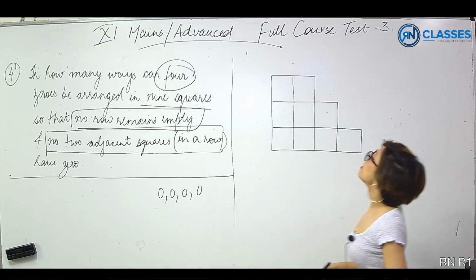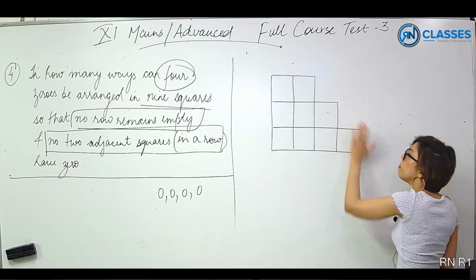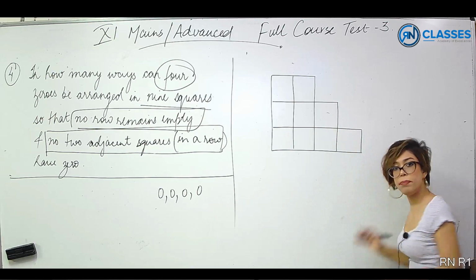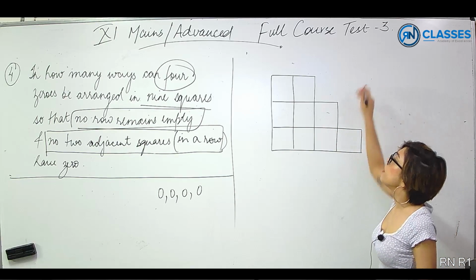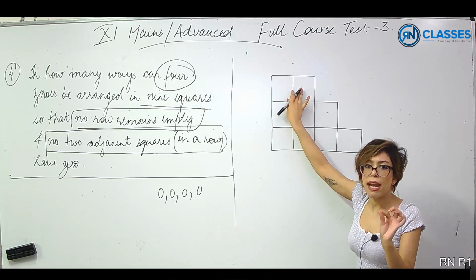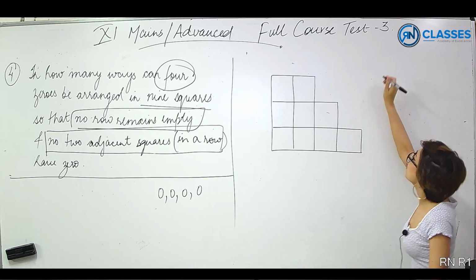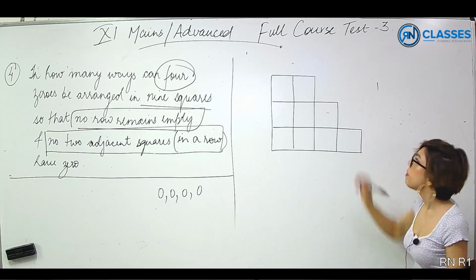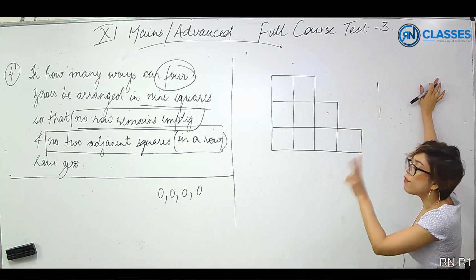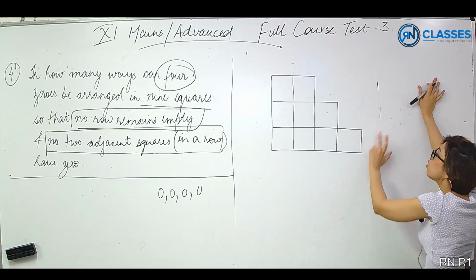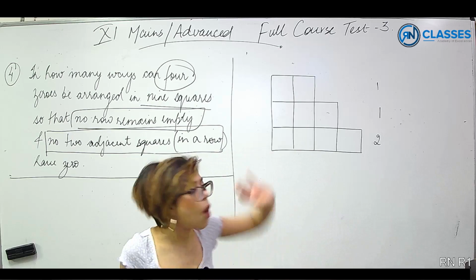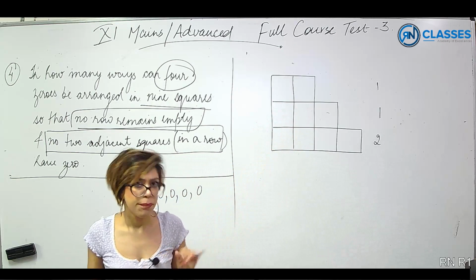Now, since I have to make sure that no row remains empty, let me see how many zeros in each row I can put. Let's talk about the first one. Obviously, since just two boxes are there, I have to put in one at least. So let me start with one. 1 0 over here in this row, 1 0 in this row, and then in total 4 zeros, so that means the remaining 2 I have to put over here. I'm just writing down the cases of how I have to arrange.